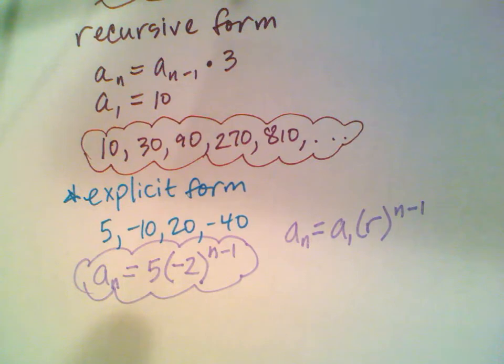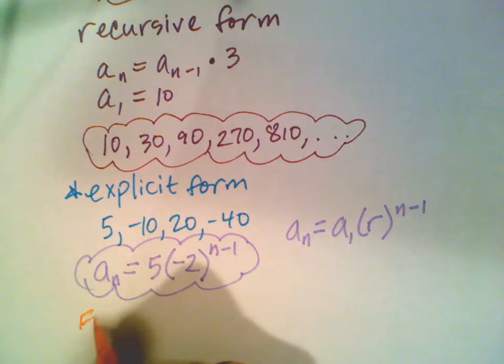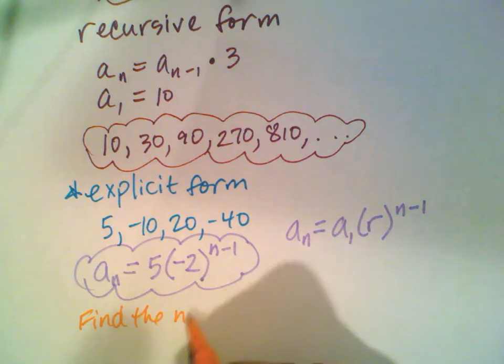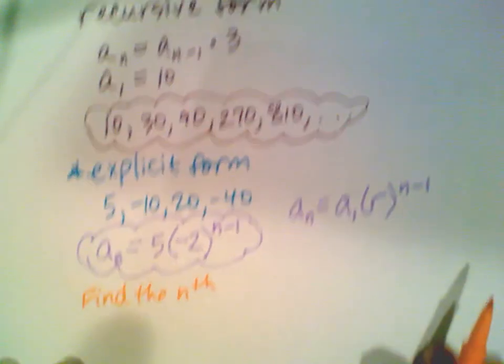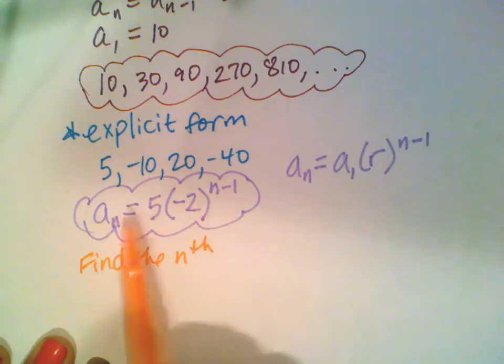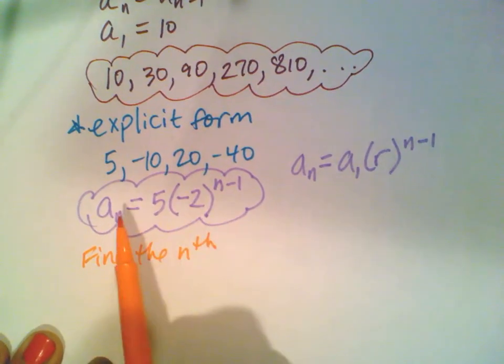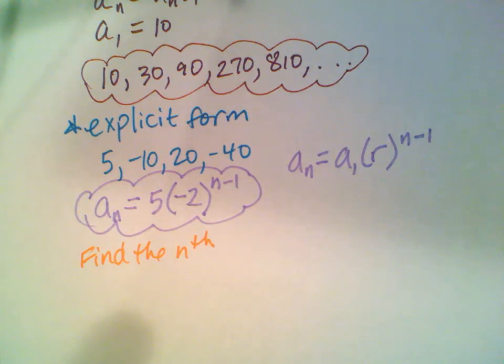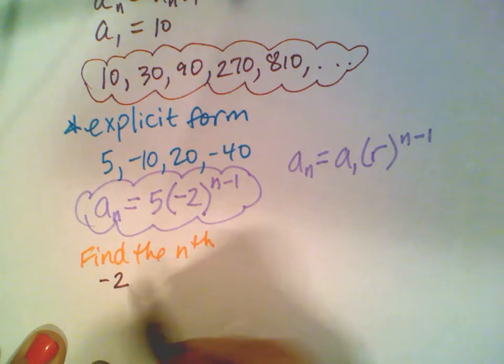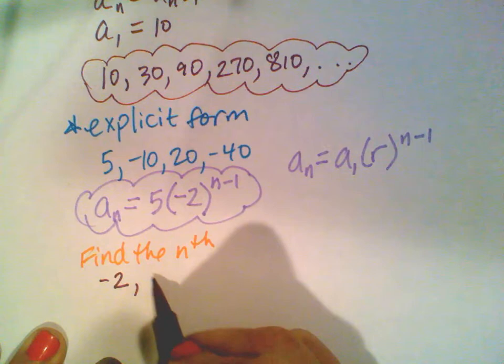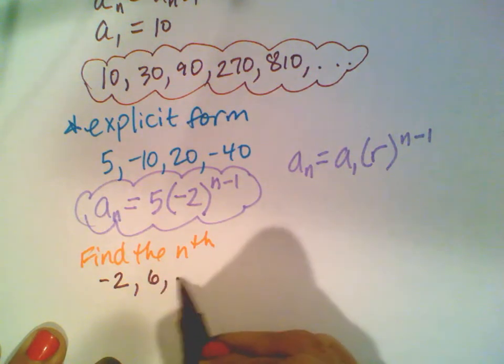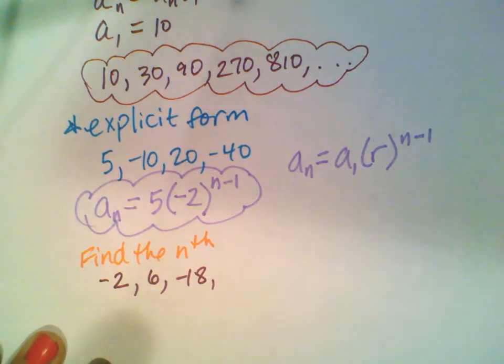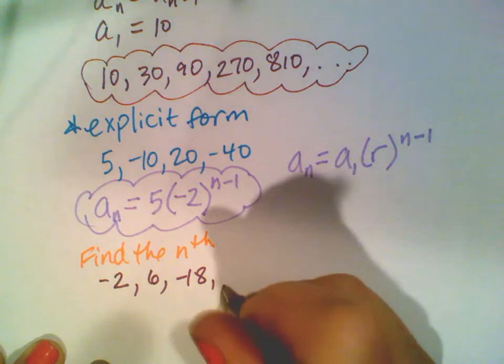Okay. Lastly, we learned how to find the nth term. So find the nth term. And to do that, we need the explicit formula. So I have to be able to write out the explicit formula. And so let's say I'm going to change it up a little bit, and I'm going to do a different pattern. So let's say this one is -2 and 6, -18. That's all I need for this.